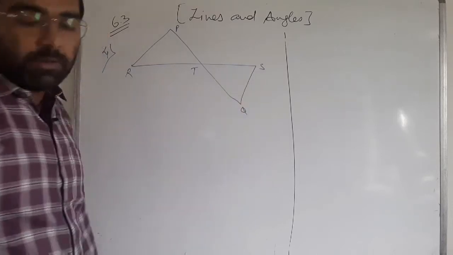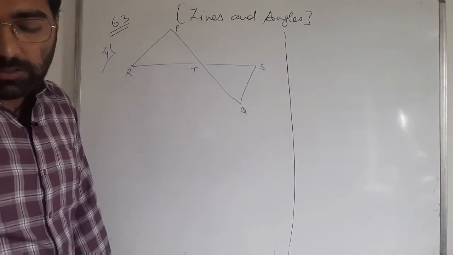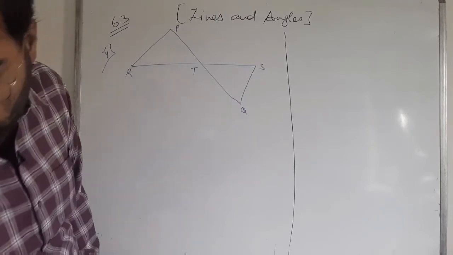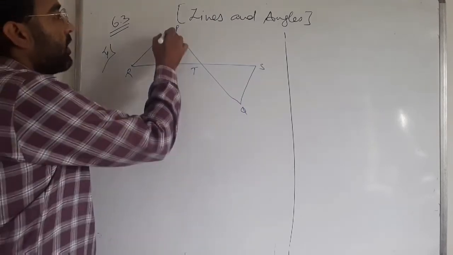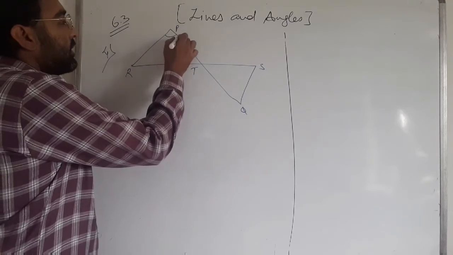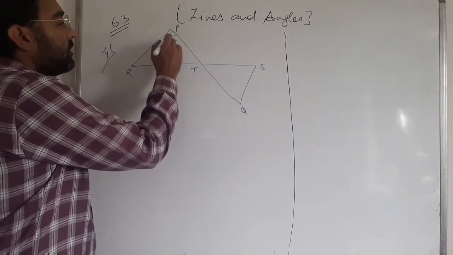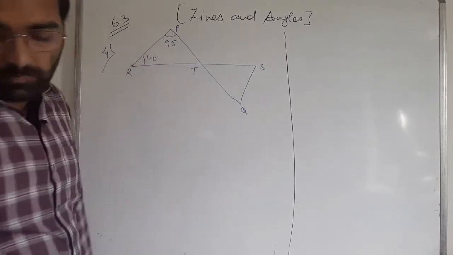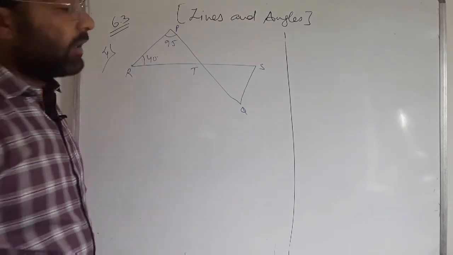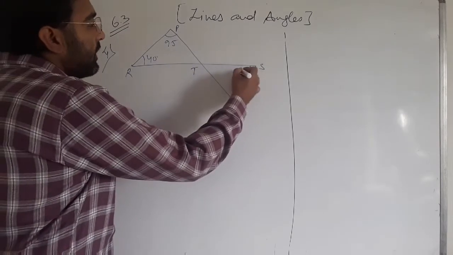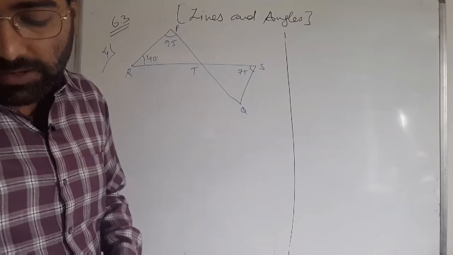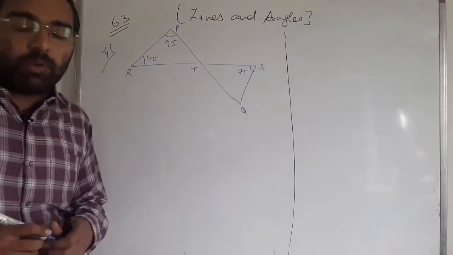Two triangles are given. In one triangle, here 95 degrees is given, and here 40 degrees is given, and angle S is equal to 75 degrees is also given. Okay, 75 degrees is also given.